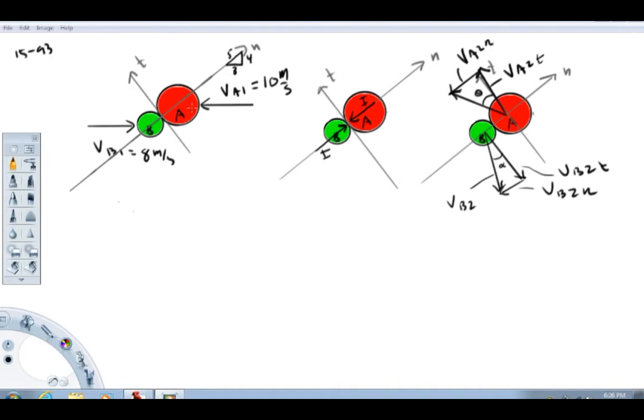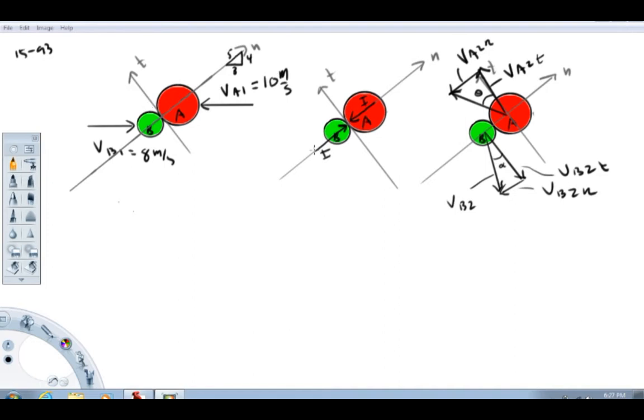They impact in such a way that the normal makes this 3, 4, 5 triangle. So these can be very important directions for these impacts, the normal and the tangential direction. They're drawn in and labeled in the picture.